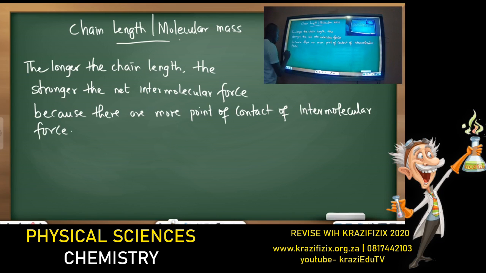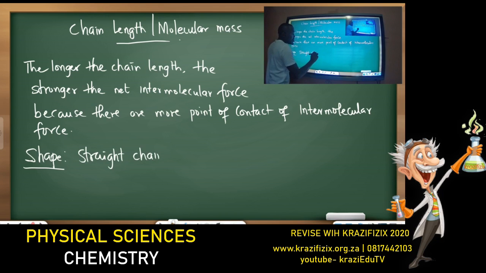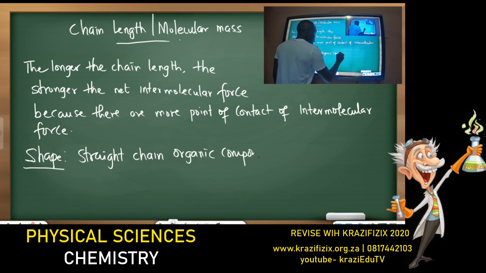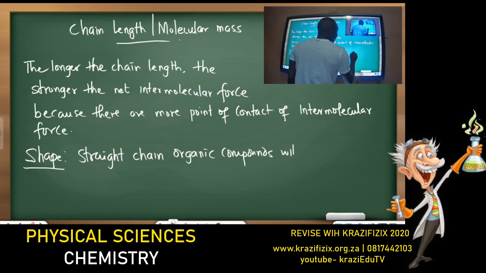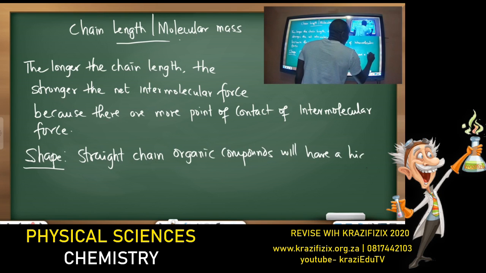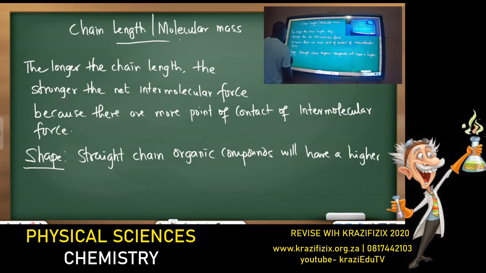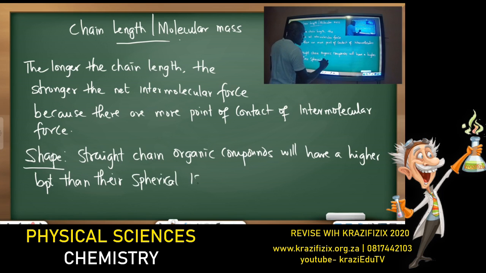And under this, I could also refer to the shape. Let's quickly talk about the shape as well. All right. Straight chain hydrocarbons, straight chain, let me just say organic compounds, will have a higher boiling point, I'm just going to write BP, than their spherical isomers.